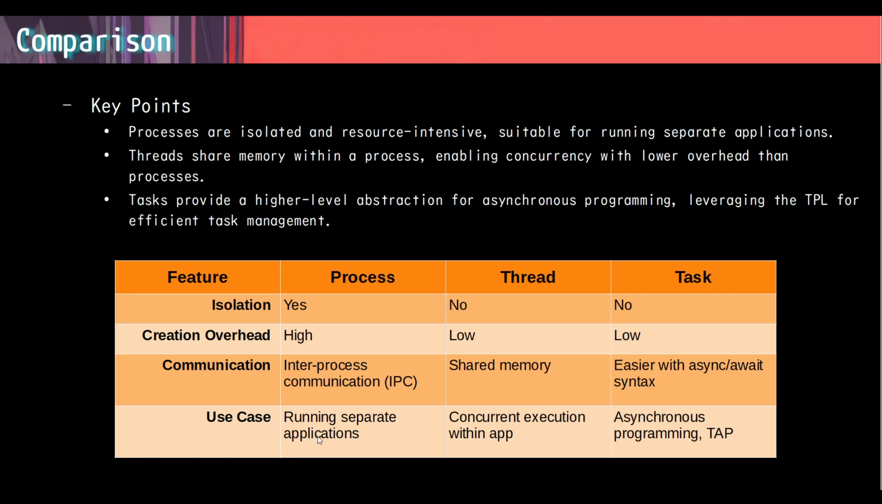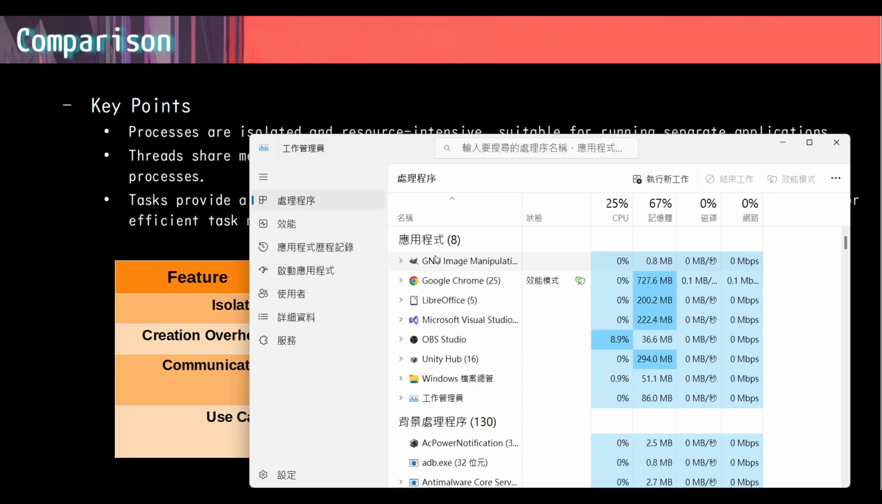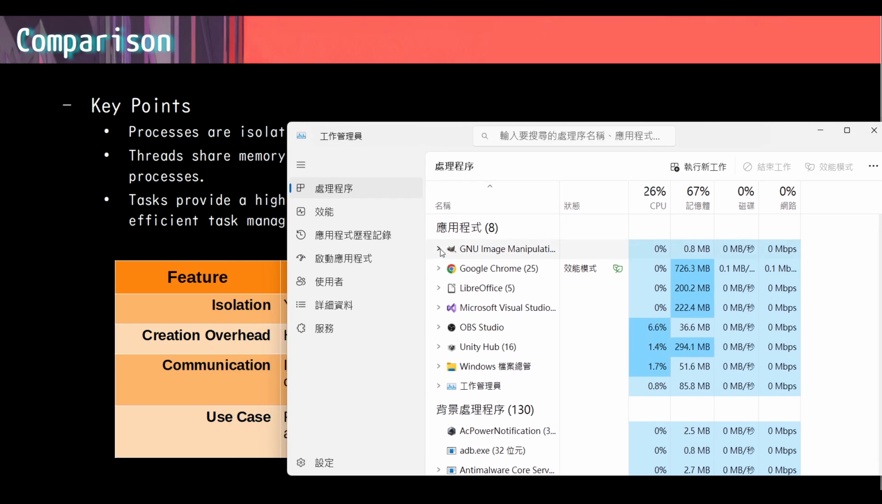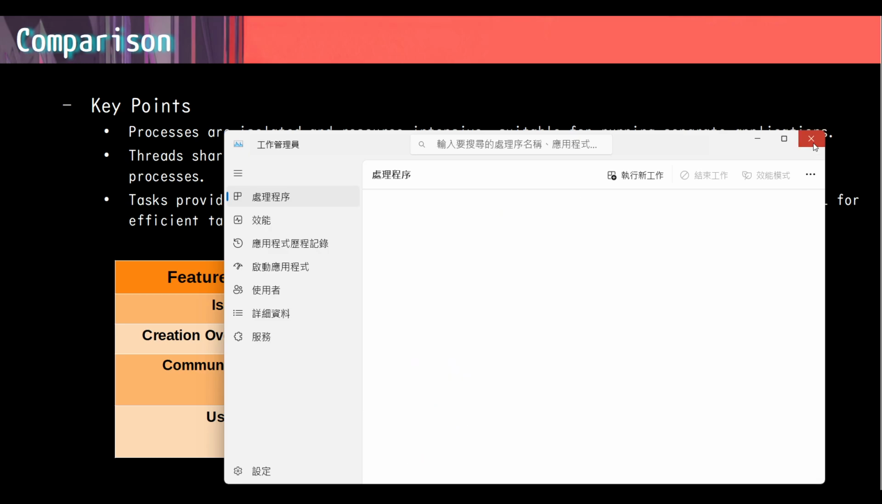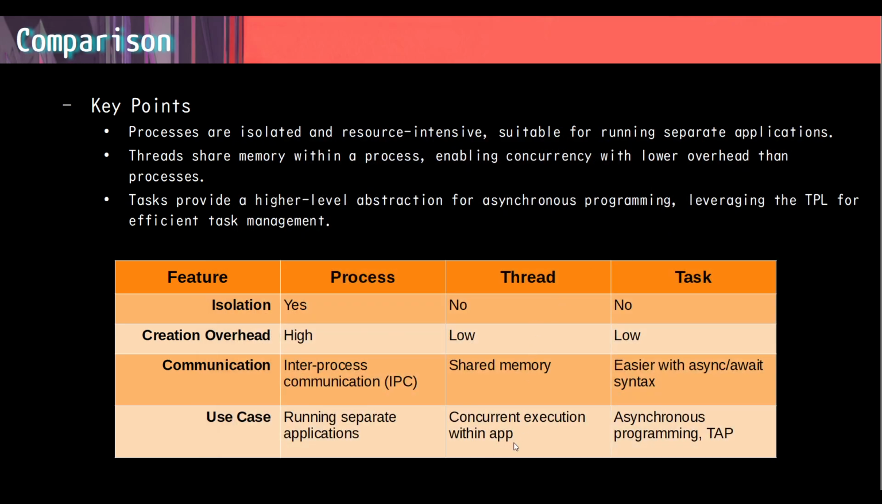All right. So for process, typically when you're running separate applications, you are going to use different processes. That is the standard to our knowledge and experience. With the help of process, we can run different applications. Sometimes they can communicate with each other. It depends on the design.